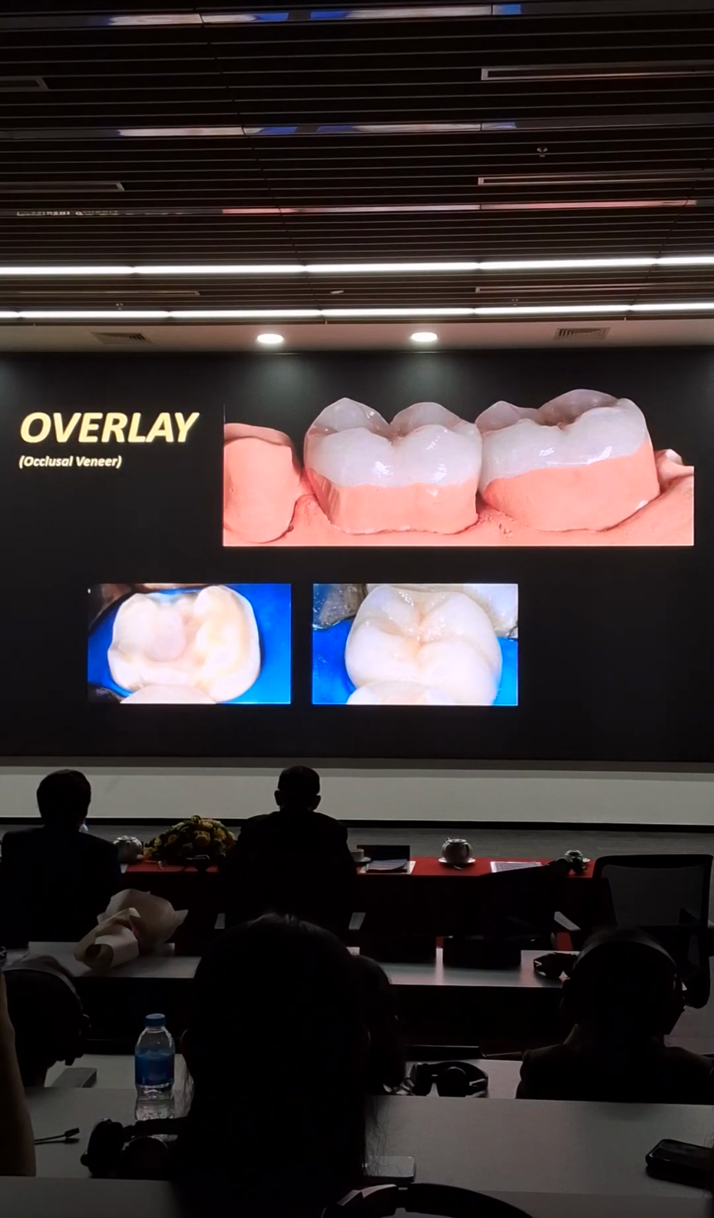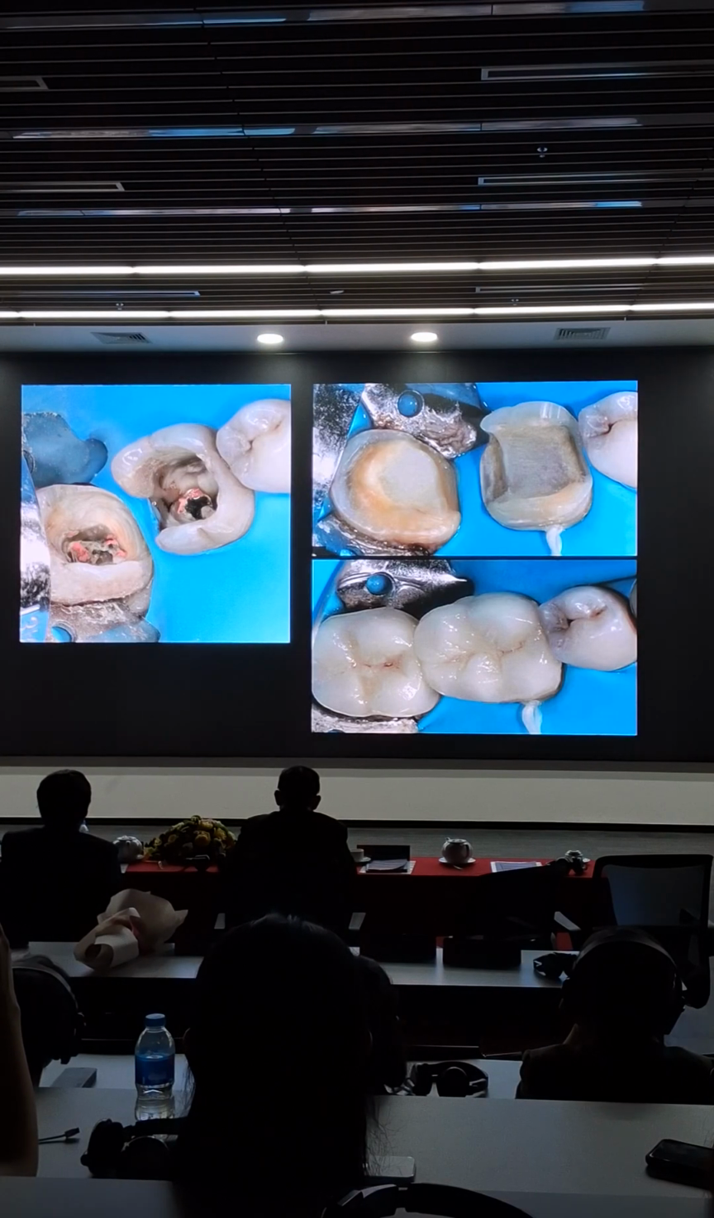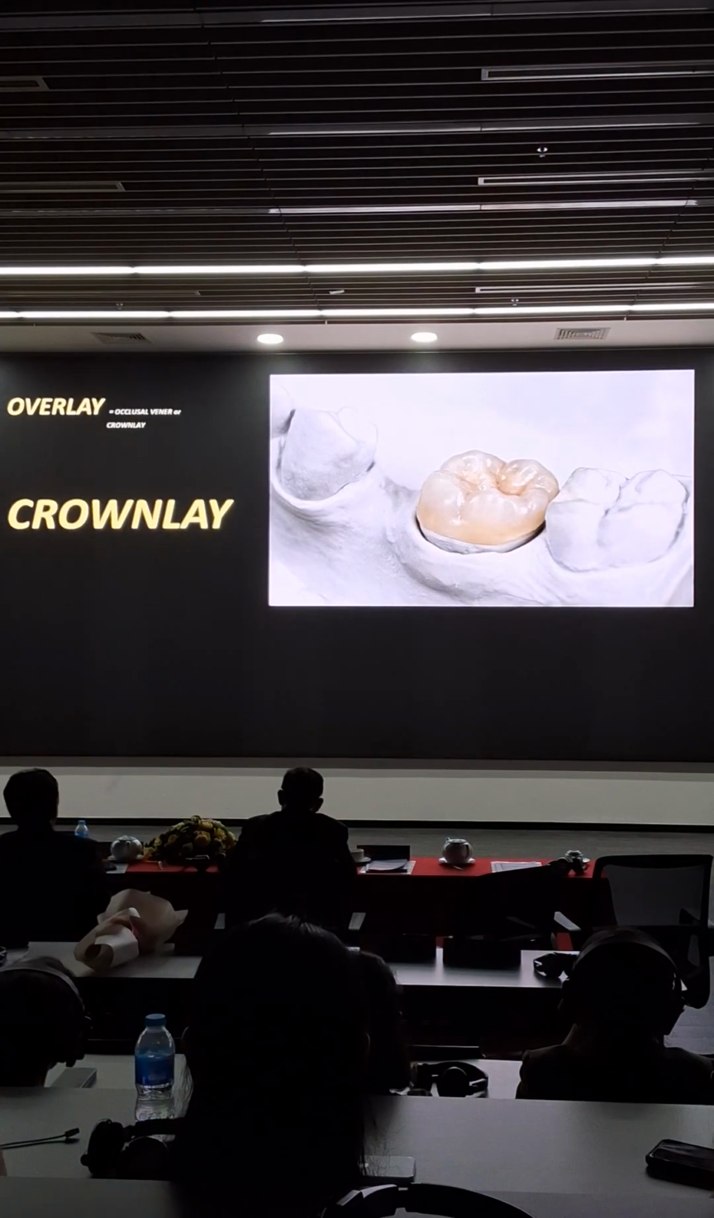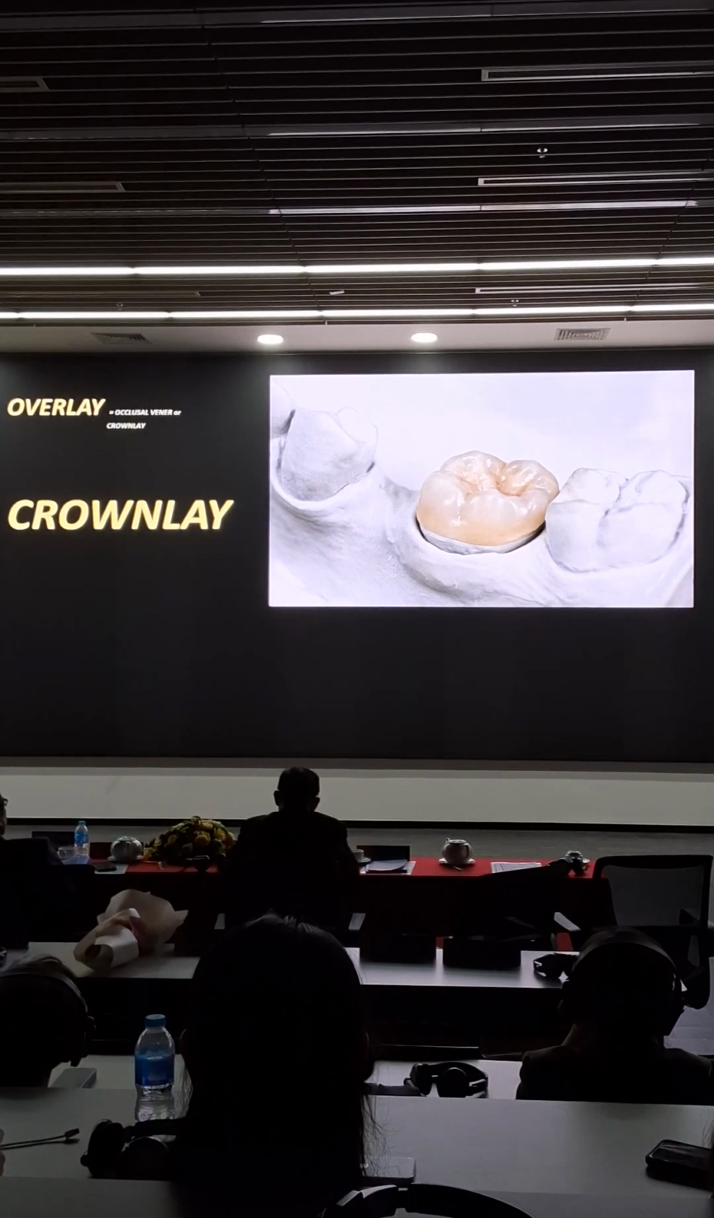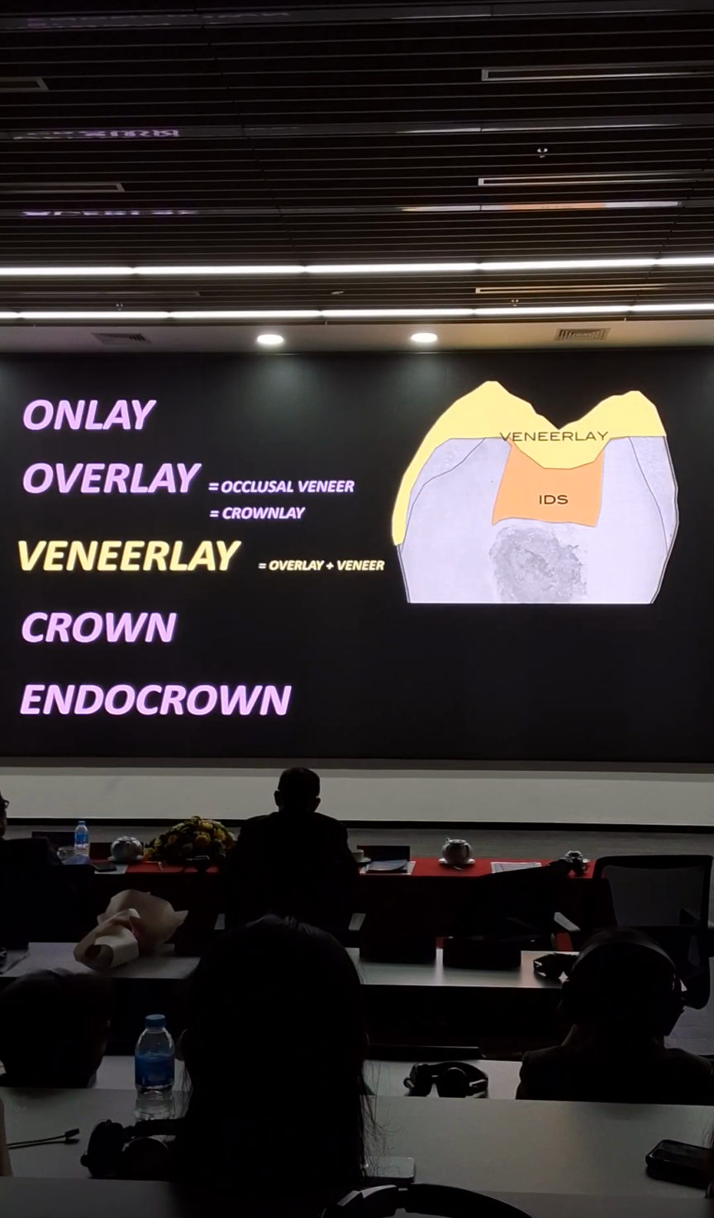So you see, this is the overlay. In this case, all these walls are less than 2 millimeters, so I will cover all my walls, and we will use all these walls at least 2 millimeters for my IPS e.max. And I will proceed to cement my e.max restoration, my overlay. And you see crown lay is roughly the same, except I put my limit a little bit lower. Veneer lay will be exactly the same. Veneer lay will be done for the premolar if we need cosmetics.